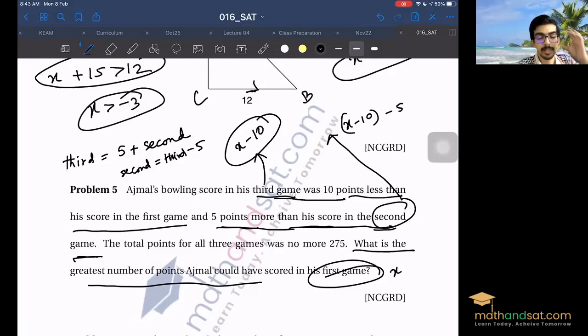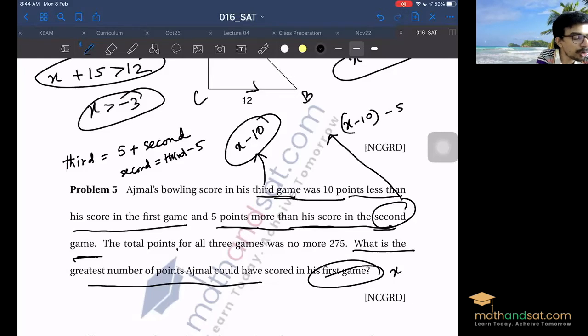Is it clear so far how we have chosen the first game as the variable and how we have represented the remaining game scores in terms of x? Tell me if it's clear. Please let me know. Is it clear now? Yes? Others, please let me know. Robin and Prisha. Yeah.